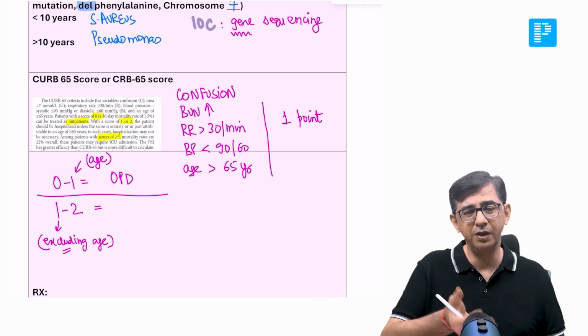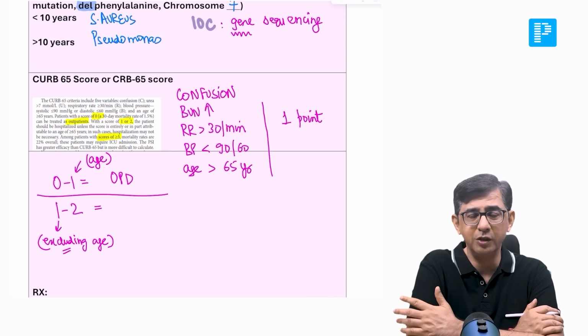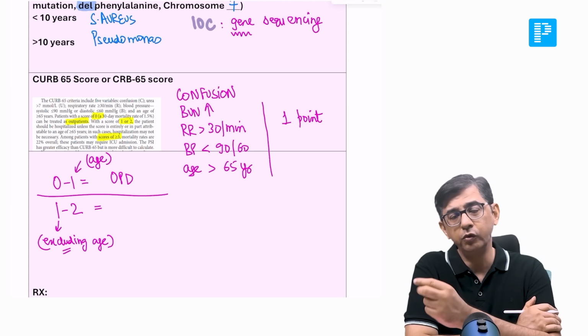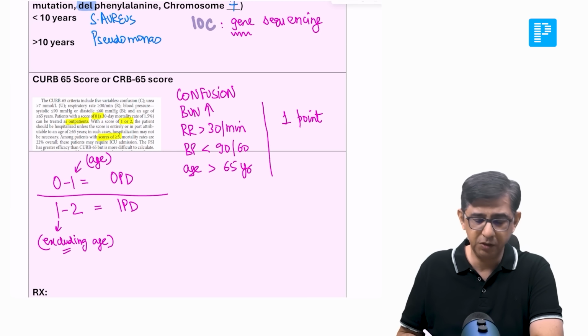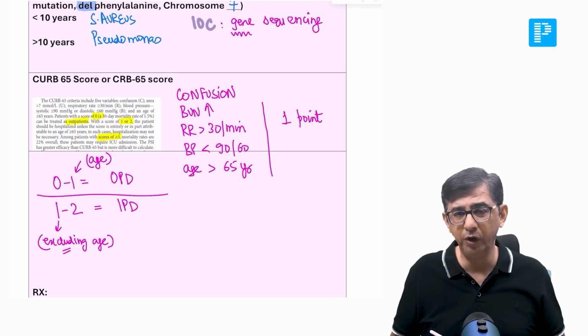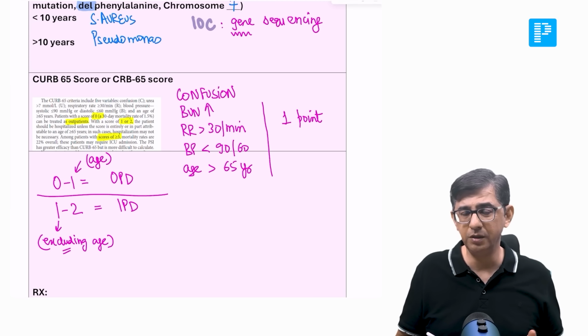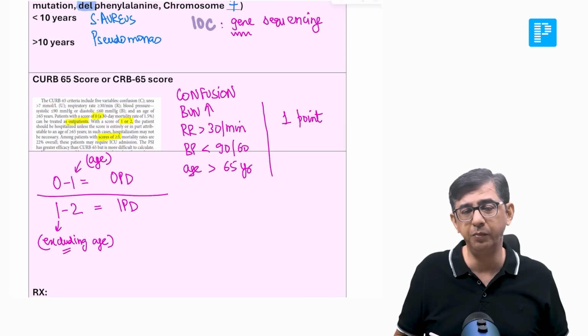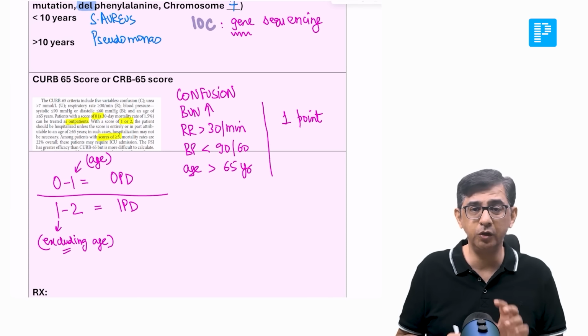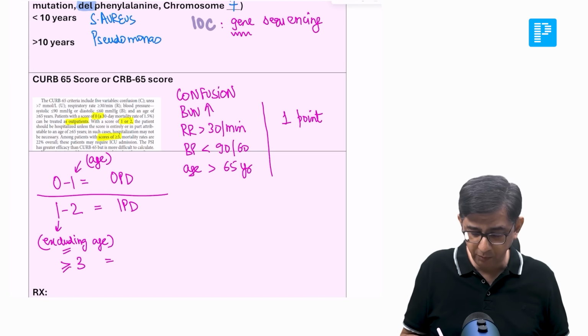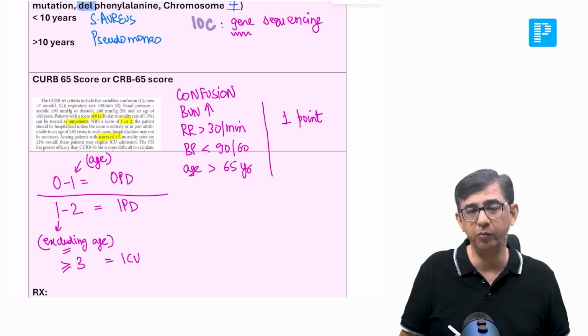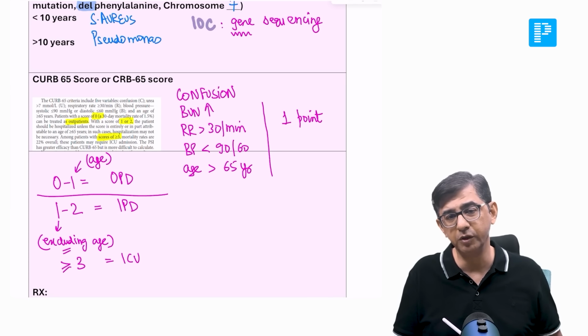If I say a 70-year-old man with diagnosis of pneumonia, respiratory rate is 36, it's a score of 2, so I'll go for IPD based treatment. If the score of the person turns out to be between 1 to 2 excluding the age, then it is still IPD based treatment. If age alone is the parameter, then it is OPD basis. And if the score of the patient is equal to or more than 3, then it would be ICU based care that we'll be using for this patient.